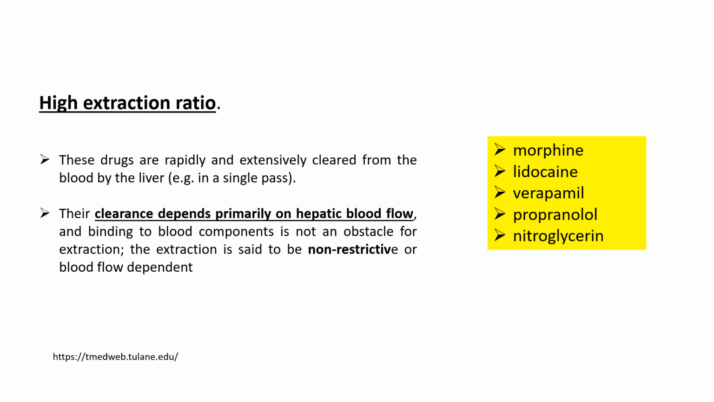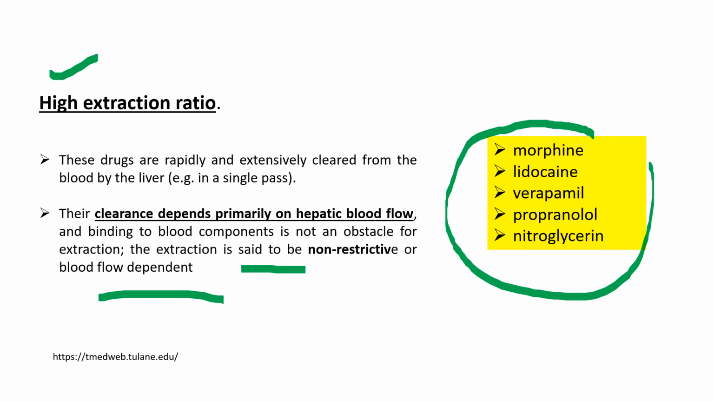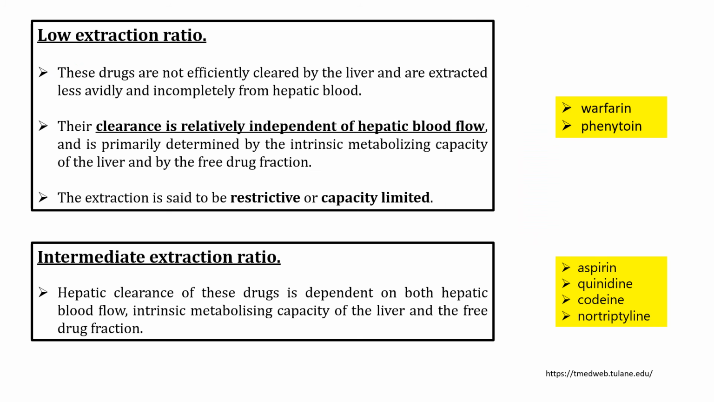So I've highlighted some slides with drugs having high extraction ratio. These drugs are rapidly and extensively cleared from the blood by the liver. Their clearance depends primarily on hepatic blood flow, and binding to blood components is not an obstacle for extraction. The extraction is said to be non-restrictive or blood flow dependent. So these are the drugs that have been seen with high extraction ratio.